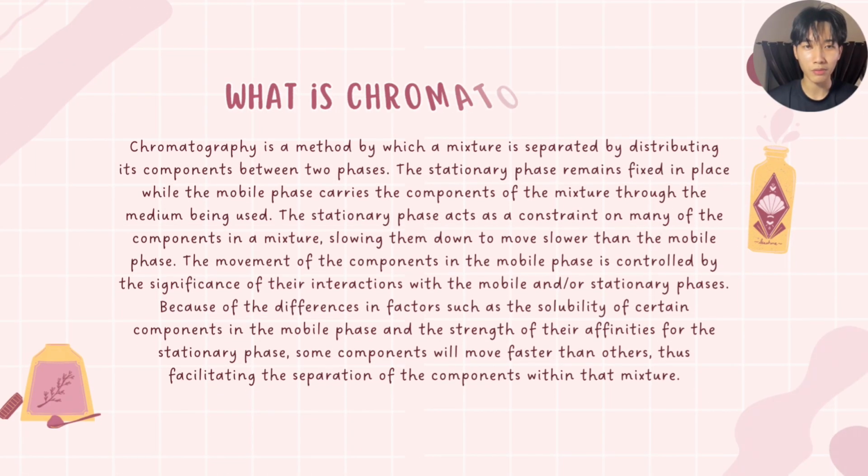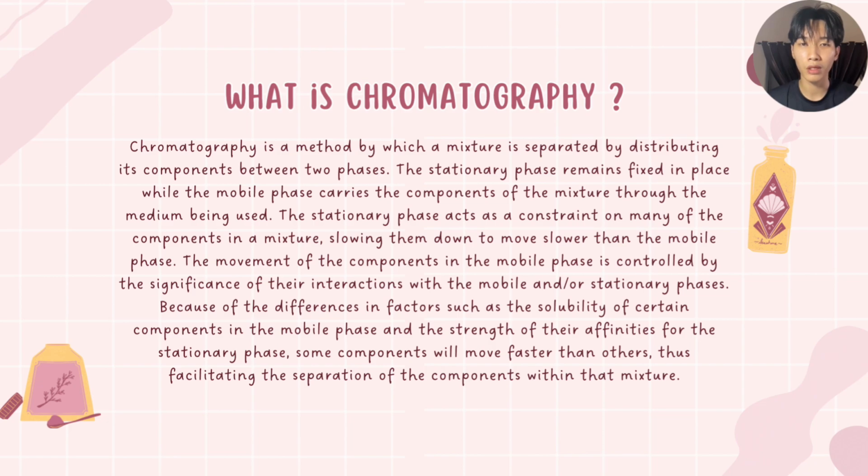So first, what is chromatography? It is a method scientists use to separate mixtures into their individual components. Here is how it works. There are two main parts, the stationary phase, which stays in place, and the mobile phase, which moves the components of the mixture. Components interact differently with these phases. Some move faster with the mobile phase, while others are slowed down by the stationary phase. This difference allows us to separate and identify the components in the mixture.